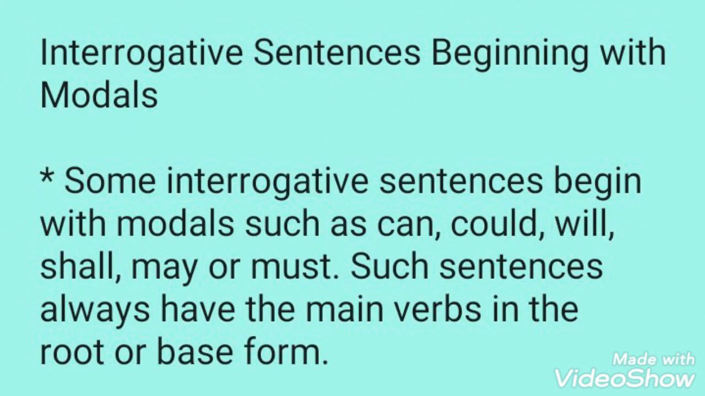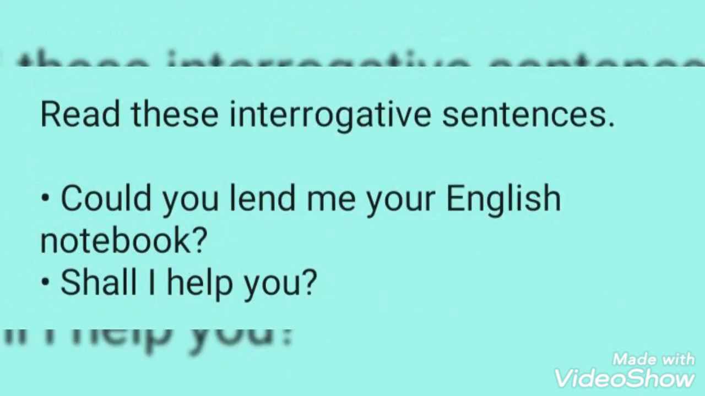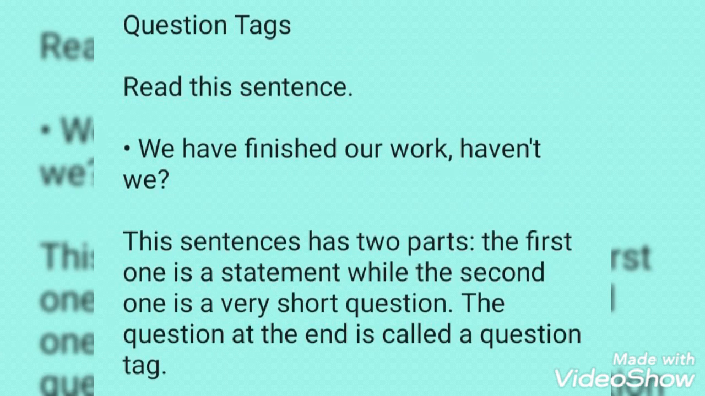Interrogative sentences beginning with modals. Some interrogative sentences begin with modals such as can, could, will, shall, may or must. Such sentences always have the main verbs in the root or the base form. Read these interrogative sentences. Could you lend me your English notebook? Shall I help you?